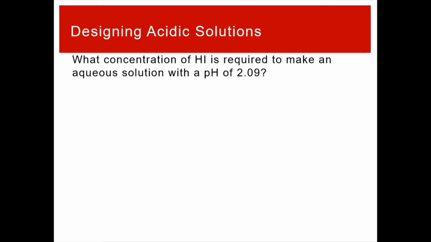Let's try another. What concentration of HI, that's hydroiodic acid, is required to make an aqueous solution with a pH of 2.09? On the face of it, this looks very similar to the last problem, but let's dive in and see that this is actually going to require a different approach and inform why and how we prepare actual acid solutions in the lab.